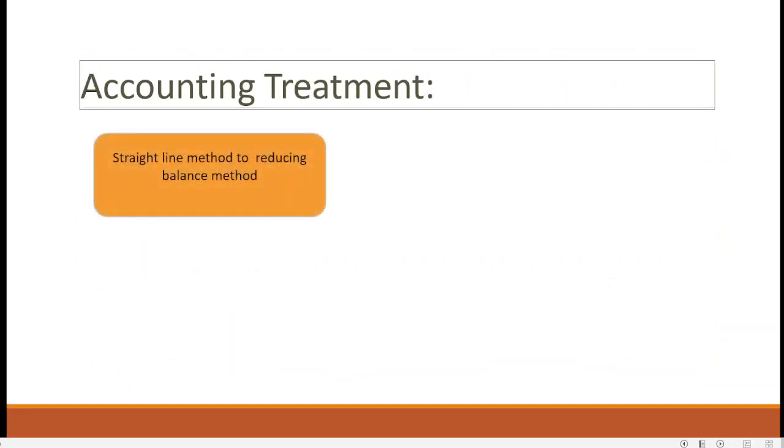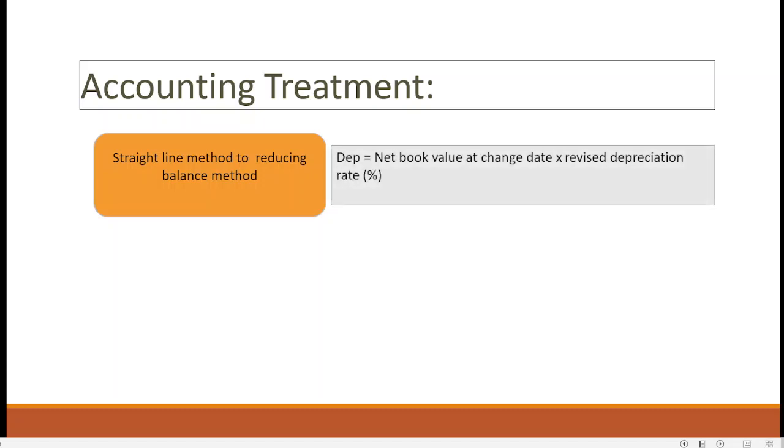The accounting treatment for the depreciation: we have two main methods that are used for depreciation purposes. One is the straight line method, and another is the reducing balance method. So if we are changing from straight line to reducing value, then you take the net book value as of the date of change, and then you will just use the revised percentage or rate and use it prospectively.